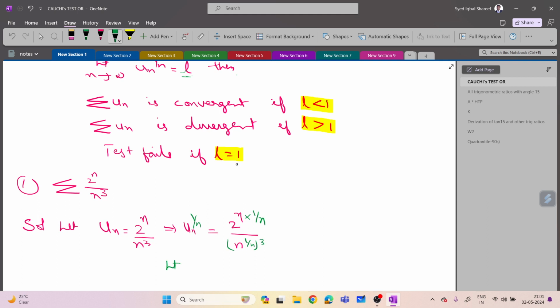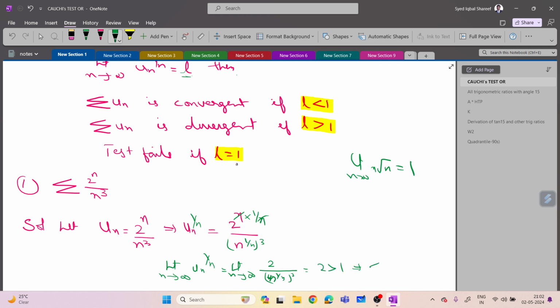Now apply the limit as n tends to infinity. Un whole to the power of 1 by n equals the limit as n tends to infinity, where the n's get cancelled in numerator and denominator, of 2 by n to the power of 1 by n whole cube. As n tends to infinity, the nth root of n equals 1. So this is 1, and 1 raised to any number is 1. So 2 by 1 is 2. 2 is greater than 1.